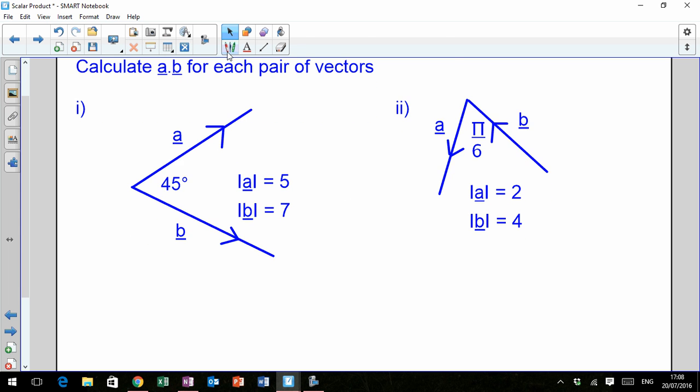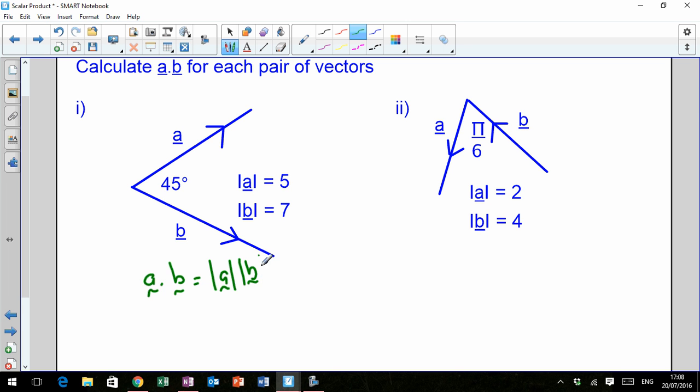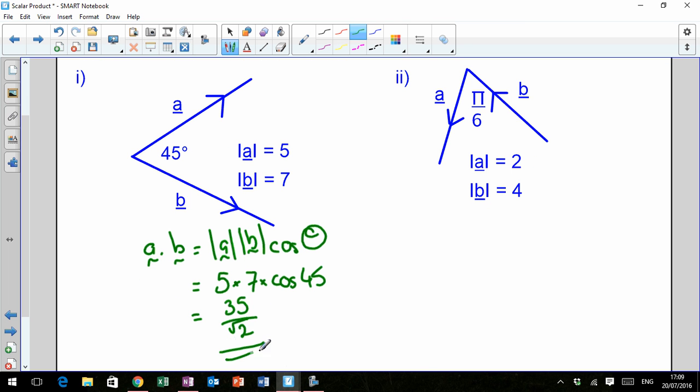Okay, so first thing we should be writing down here is that A dot B is equal to the magnitude of A multiplied by the magnitude of B times cos of the angle in between. Okay, so here that is 5 multiplied by 7 multiplied by cos 45. 5 7s are 35, cos 45 is 1 over root 2 from our exact values. So there, your scalar product is going to be 35 over root 2.